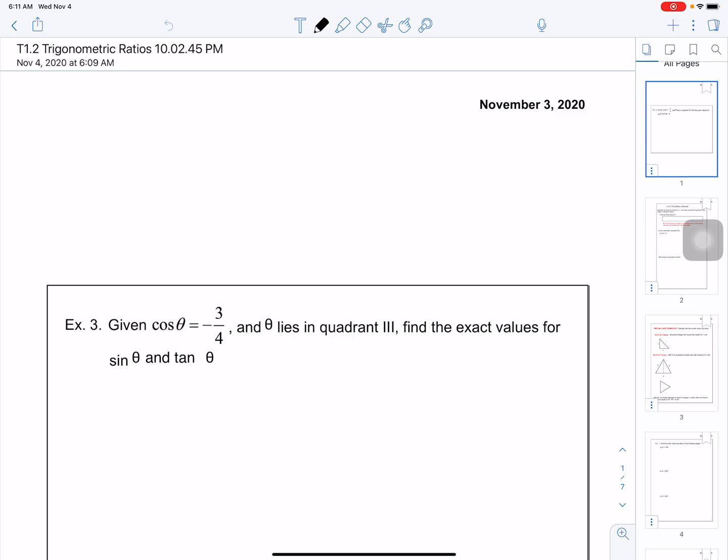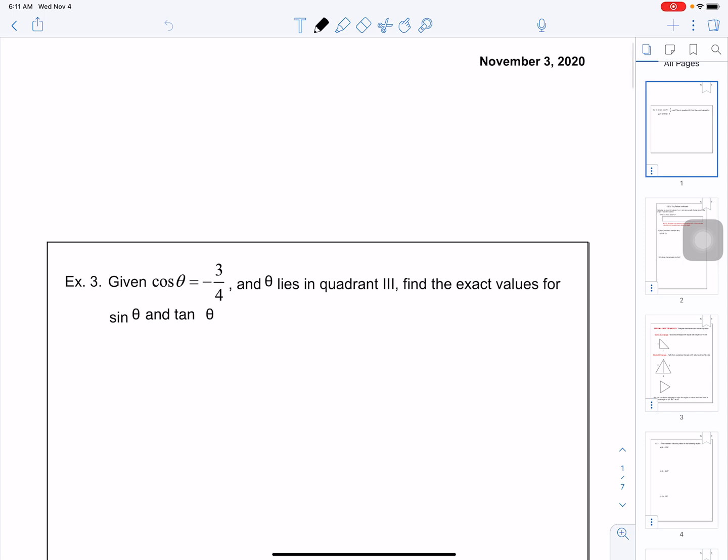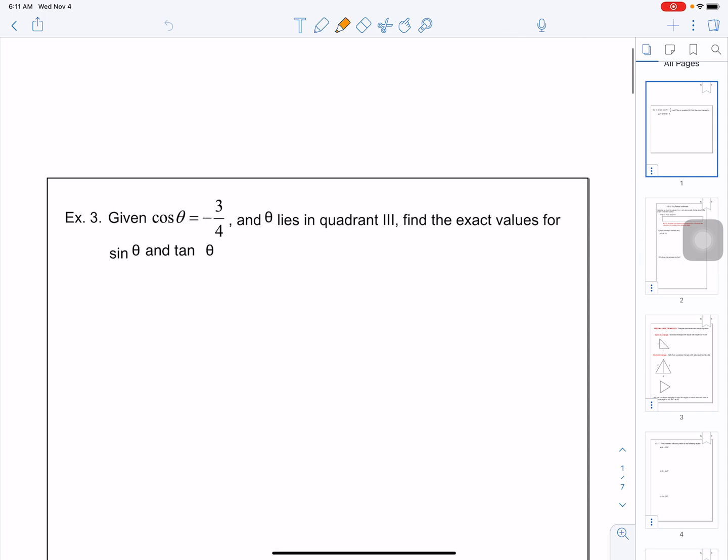So we're going to continue this lesson where we left off yesterday. In this example, they give you a trig ratio, and they give you the value of cosine. So using our SOHCAHTOA, we know that the values they're showing us represent the adjacent over the hypotenuse side of the triangle, when we're talking about that reference triangle.